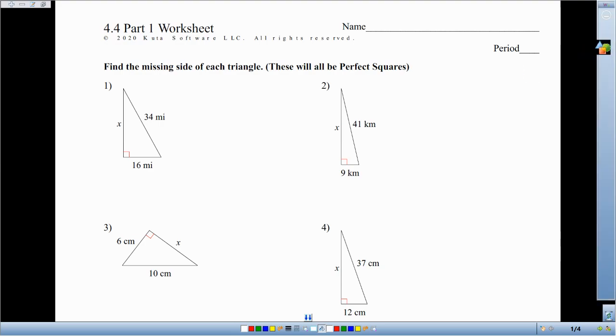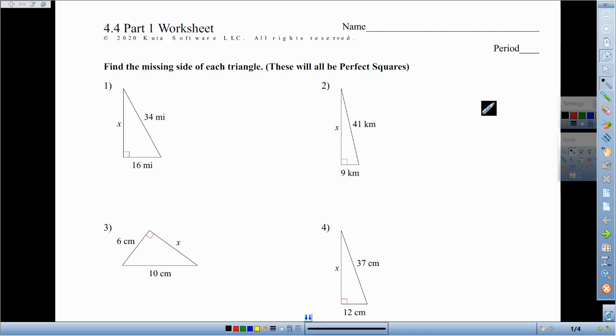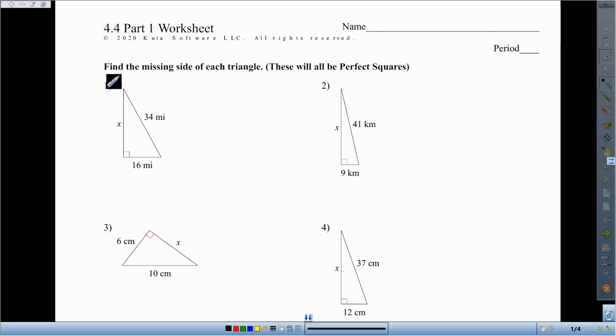Okay, on the front side of this worksheet, the first page, all of them are asking you to find the missing side of the triangle. The little thing I added here is these will all be perfect squares. So these will all be problems where at the very end you'll get something like the square root of 25, which is considered a perfect square because it gives you a nice clean 5 as your answer. That's just an example there. Use your calculator when in doubt if you don't have these perfect squares memorized.